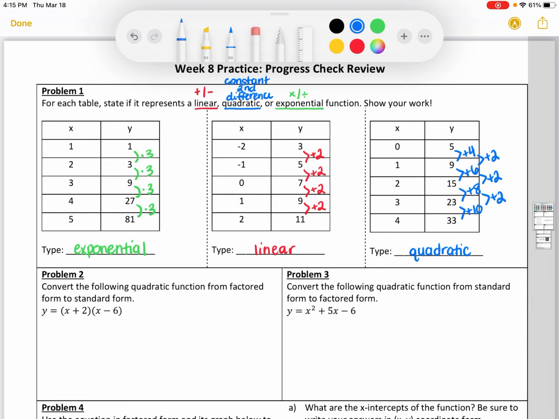All right. Now, the rest of this is really going to all be about quadratic functions because that is the unit we're learning about. But you did have to know how to identify that a table is quadratic.